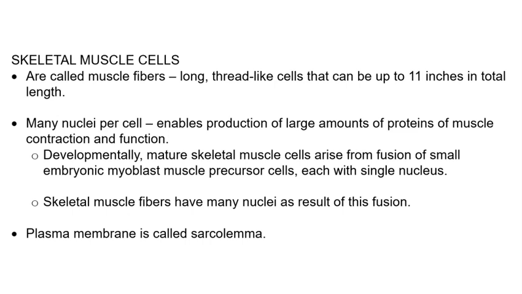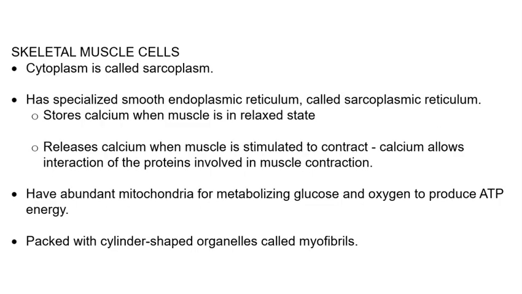The plasma membrane is called the sarcolemma. It functions similar to the plasma membrane of most other cells. The cytoplasm is referred to as the sarcoplasm in skeletal muscle fibers or skeletal muscle cells. The skeletal muscle cell has specialized smooth endoplasmic reticulum, which is called sarcoplasmic reticulum. It functions to store calcium when muscle is in a relaxed state, and it releases calcium when muscle is stimulated to contract. Calcium allows the interaction of the proteins that are involved in muscle contraction.